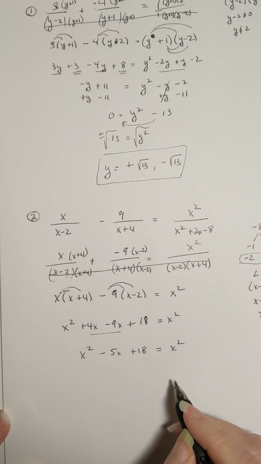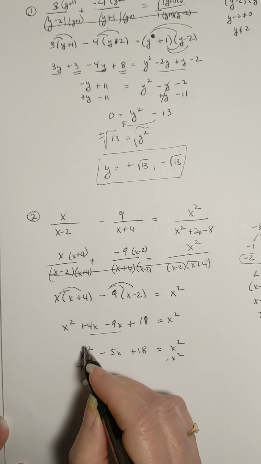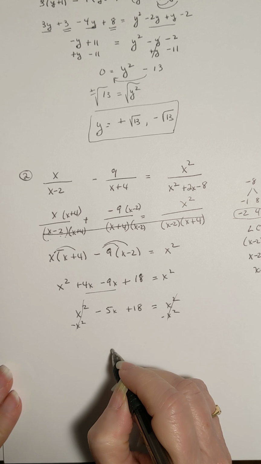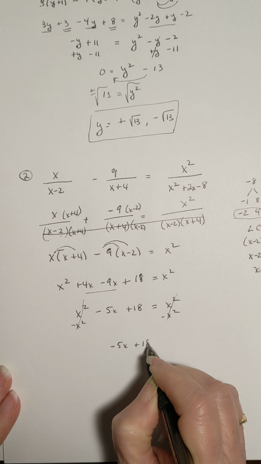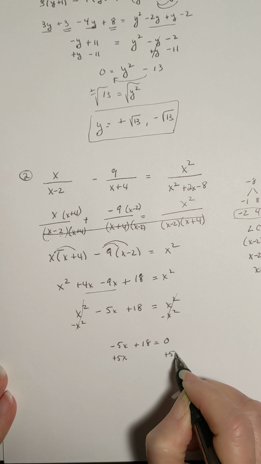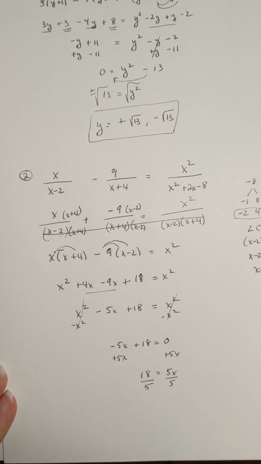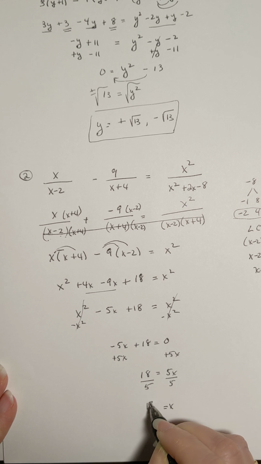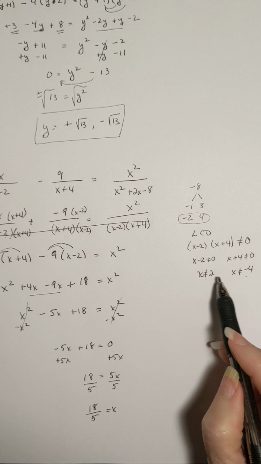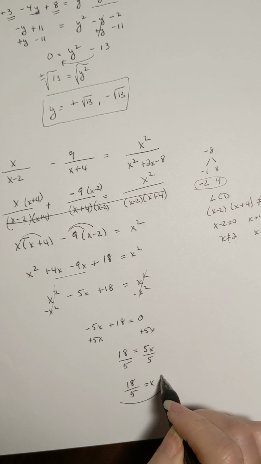Now I see an x squared, and so I would want to set it equal to 0, so I'm going to subtract x squared from both sides. But notice that the x squareds cancel on both sides. So it turns out to just be a linear equation. Now go ahead and add the 5x, and I'll get 18 is equal to 5x, and then divide both sides by 5. So I get x is equal to 18 fifths. And again, I go back over here and I say, is that one of my restricted values? And no, it's not, so it is a good answer.